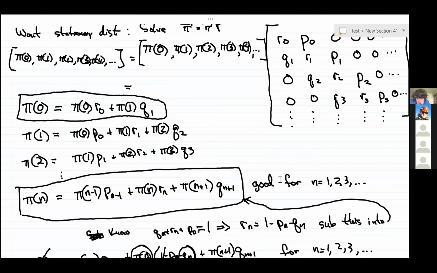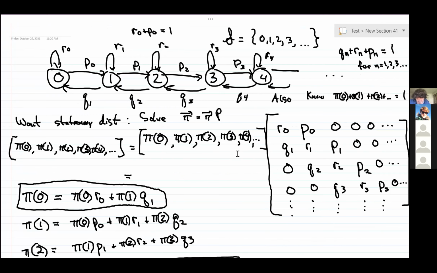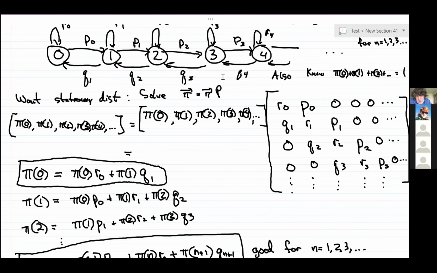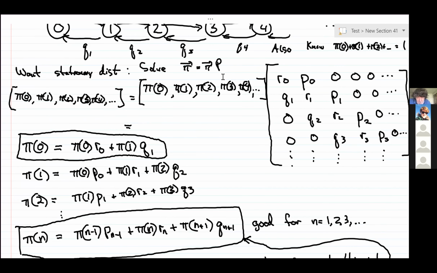Let me see if I can give a 2-minute recap of what we did. We've got an infinite birth-death chain, having P's going up, Q's going down, and R's are return probabilities. R for return, it's easy to remember. We're trying to just find the stationary distribution. So that's the whole issue. We know it satisfies this equation, pi equals pi P.